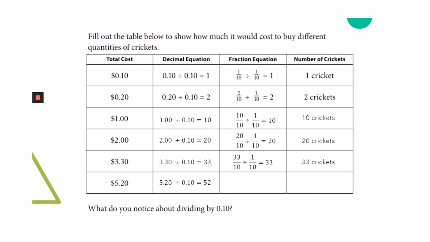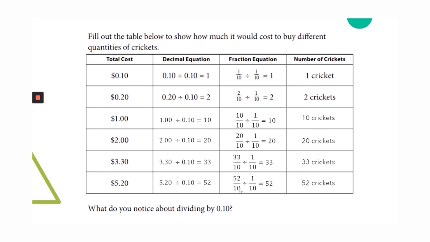Okay, so for your decimal equation, you should have 5 and 20 hundredths divided by 10 hundredths equals 52. So the fraction equation would be 52 tenths divided by 1/10 equals 52. So you could buy 52 crickets. Does anybody remember what this kind of a fraction is called?